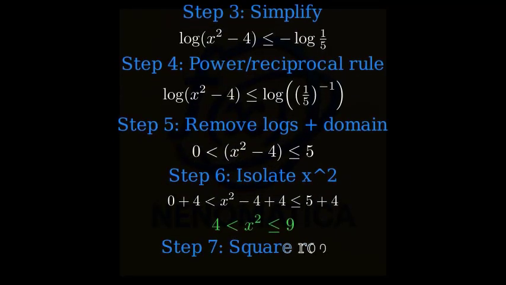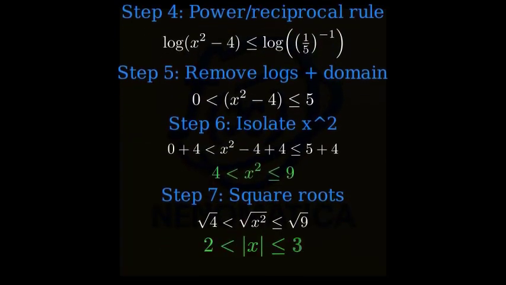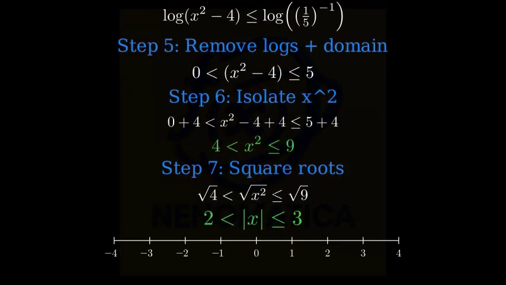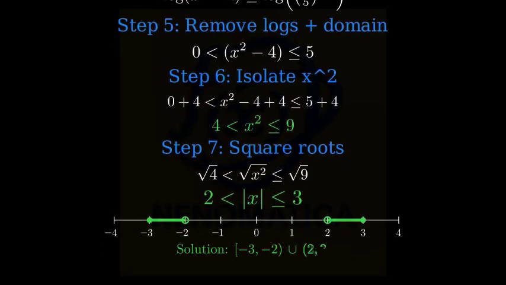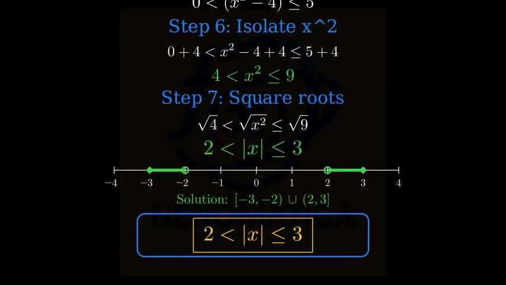Step 7. Take square roots to solve for the absolute value of x. The square root of 4 is 2, and the square root of 9 is 3. Therefore, 2 is less than the absolute value of x, which is less than or equal to 3. To visualize the solution set on a number line, it consists of all x whose absolute value is between 2 and 3, including 3 but excluding 2. That is from -3 to -2, with -3 included and -2 excluded, and from 2 to 3, with 3 included and 2 excluded. Final answer: 2 is less than the absolute value of x, which is less than or equal to 3.